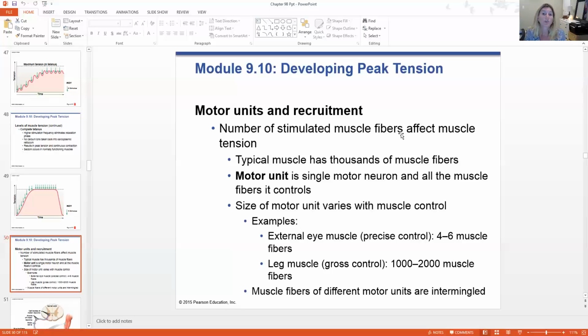Something like your external eye muscle, which has very precise control, only has 4 to 6 muscle fibers with it. But a leg muscle, that's just flexing and extending, there's not very precise movements with it. There can be up to 2,000 muscle fibers with each nerve. So again, much bigger bang for your buck with those motor neurons.